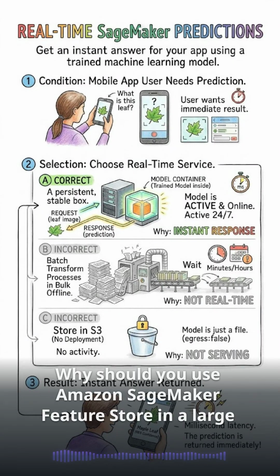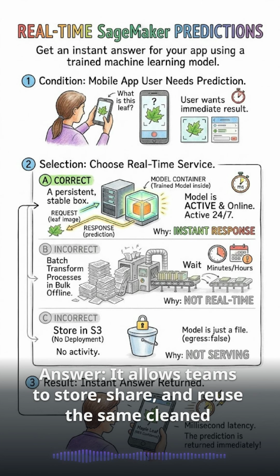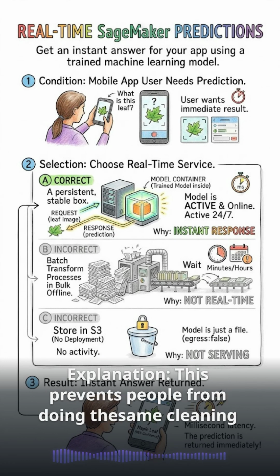72. Why should you use Amazon SageMaker Feature Store in a large company with many teams? It allows teams to store, share, and reuse the same cleaned data features across many different models. This prevents people from doing the same cleaning work twice and ensures everyone uses the same high-quality data.